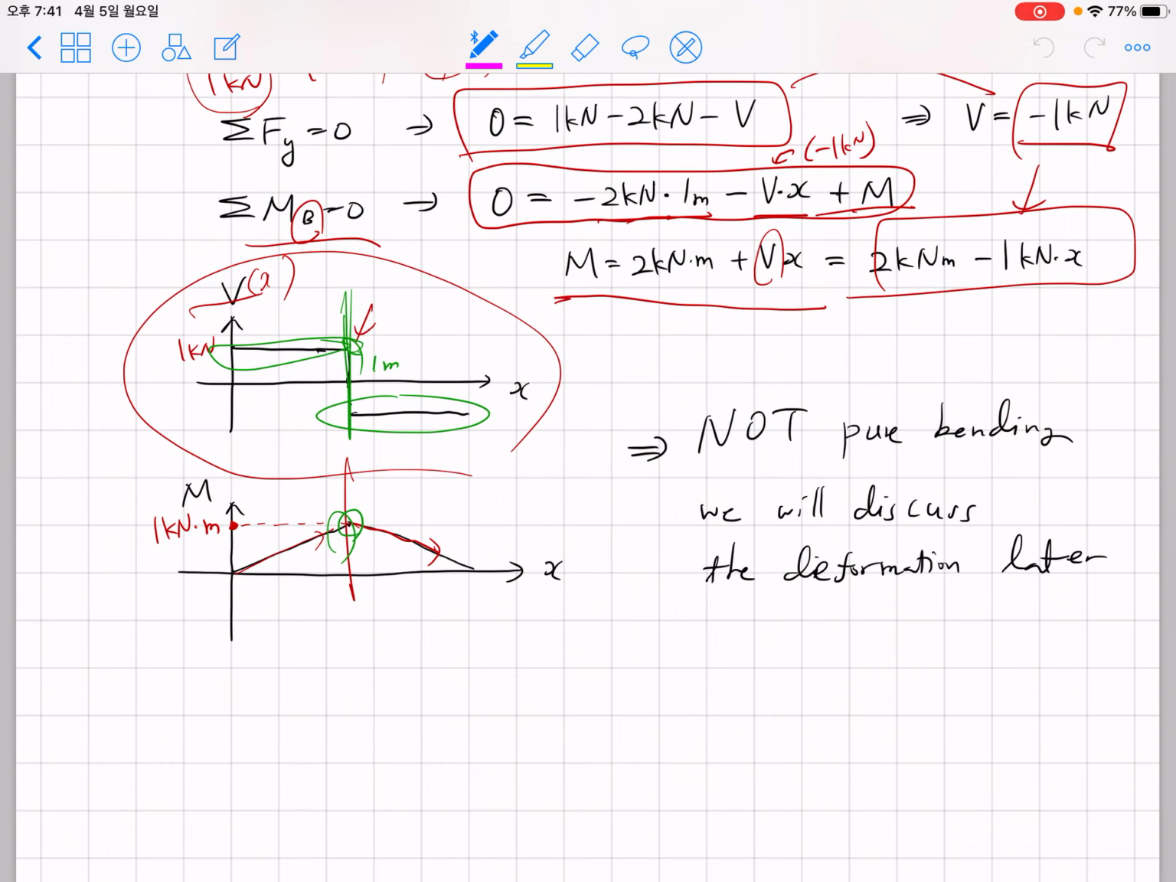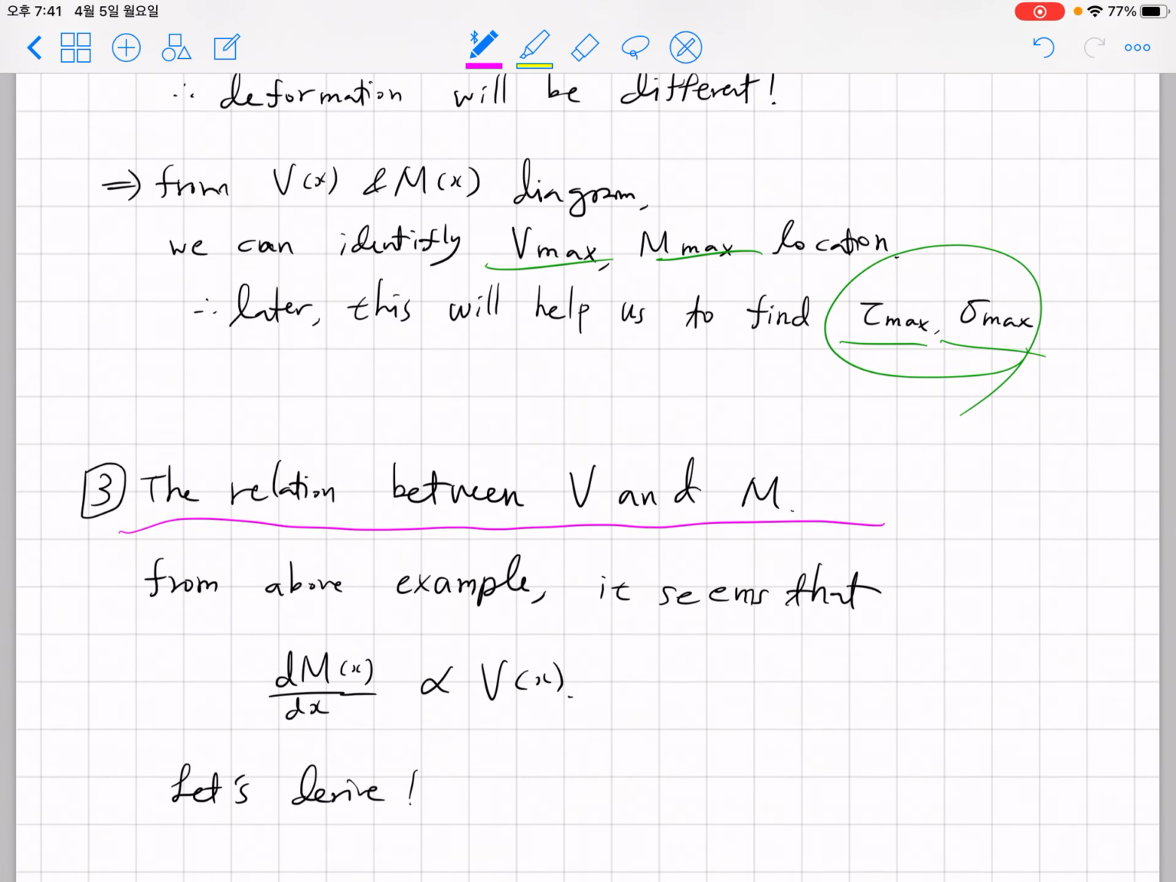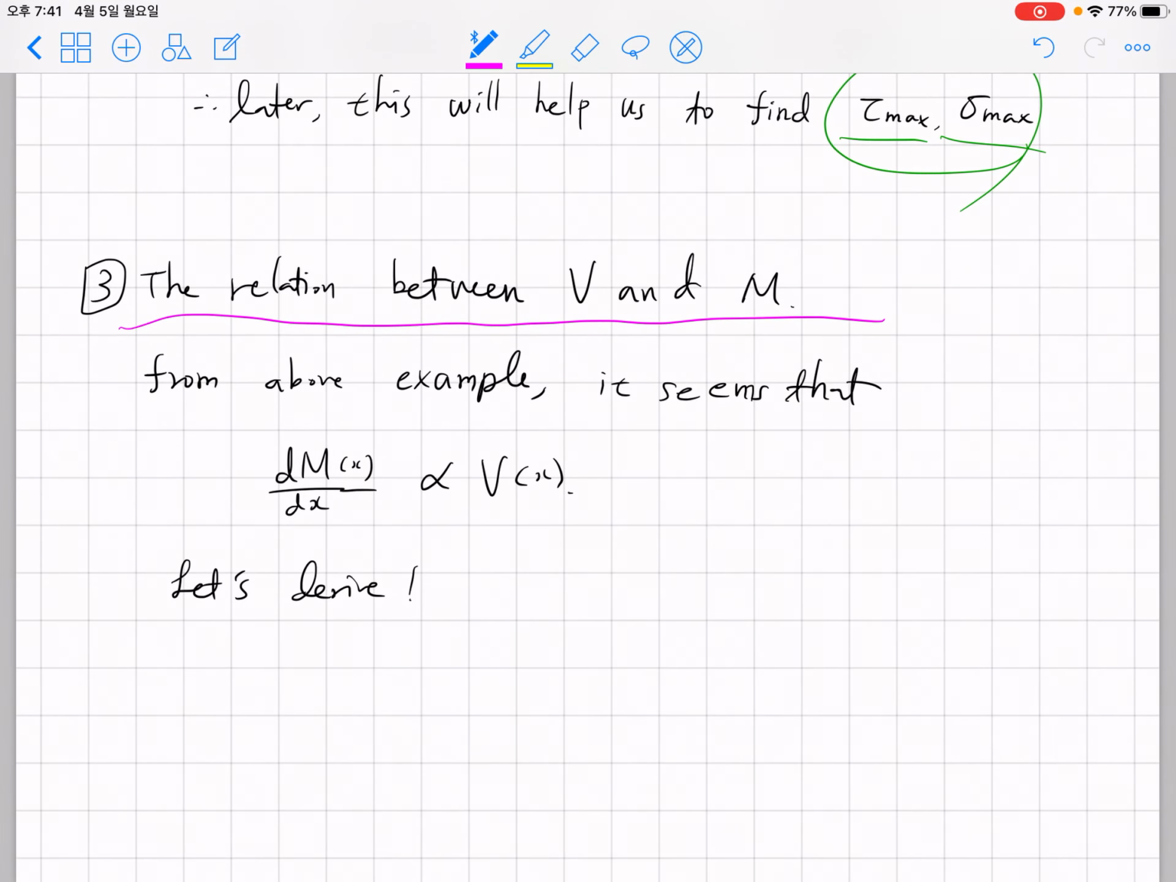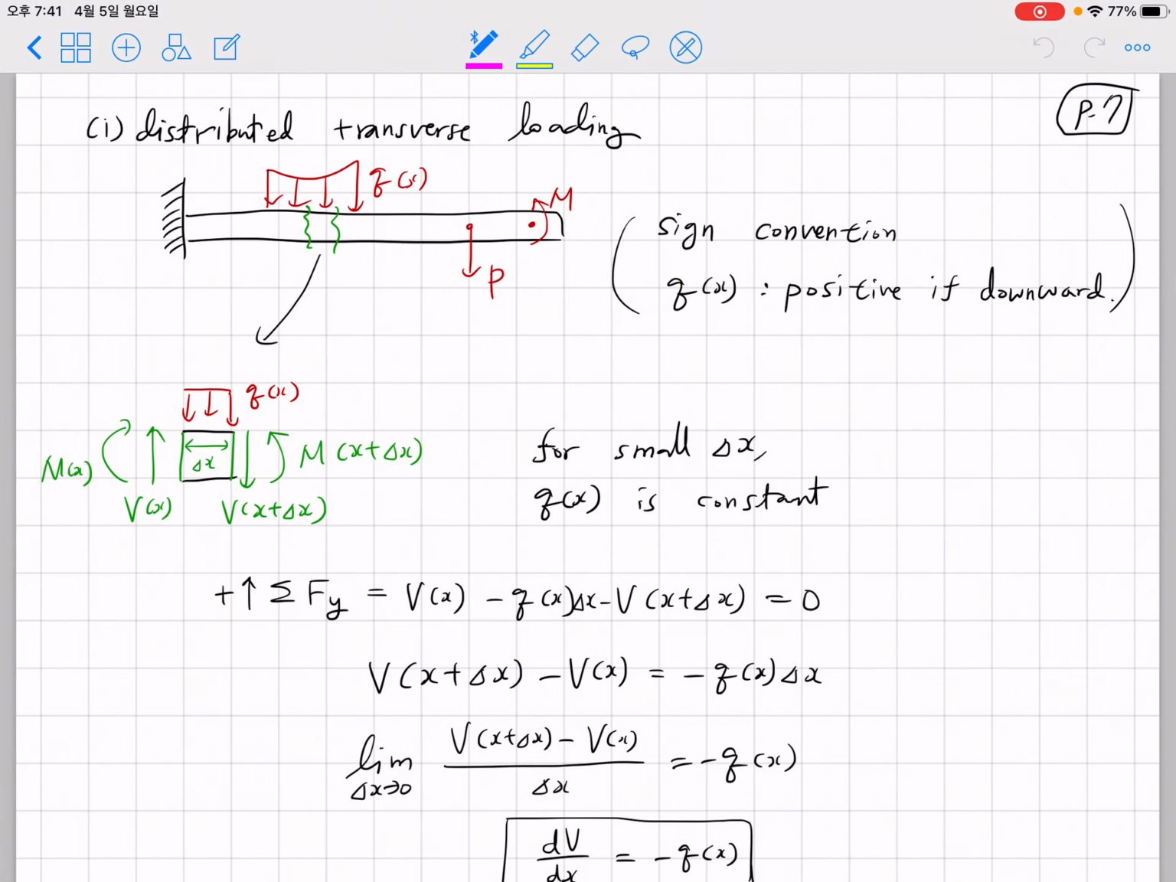And regarding the previous problem, you have constant positive V with constant positive slope, and constant negative V with constant negative slope. So what you can see from the previous example is that maybe if we obtain just one, like either shear force diagram or moment diagram, we can obtain the other automatically based on this relationship, right? So let's see if our observation is true, and let's also see if we can derive this based on mechanical equilibrium.